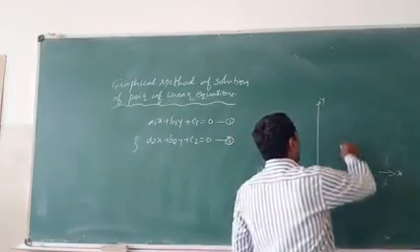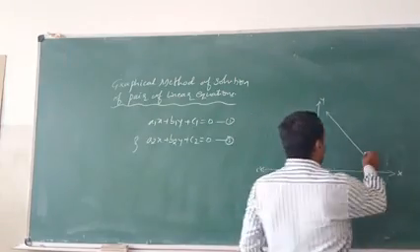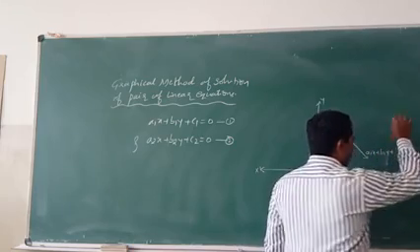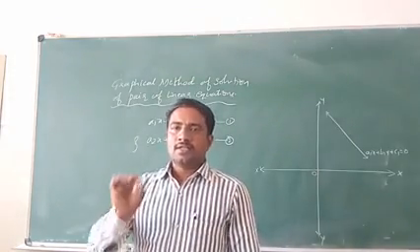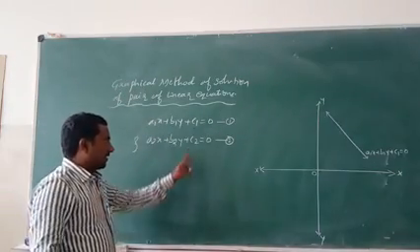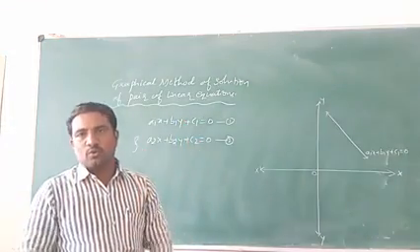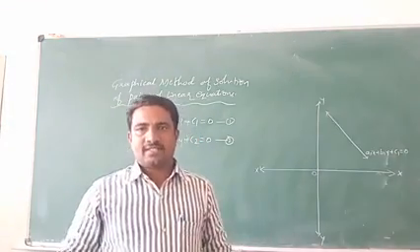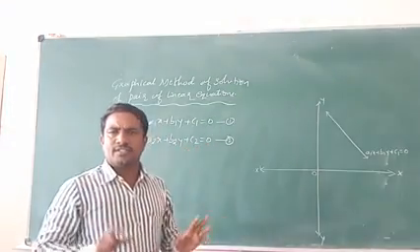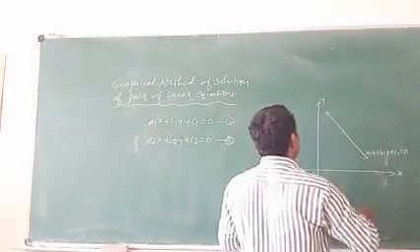I will take one line like this. This is one straight line, call it equation number 1: a1x + b1y + c1 = 0. And one more line I will take. I will consider the second equation, that is a2x + b2y + c2 = 0. This is the second linear equation in two variables. This is also a linear equation in the sense that it gives a straight line only. I will take one more straight line here.